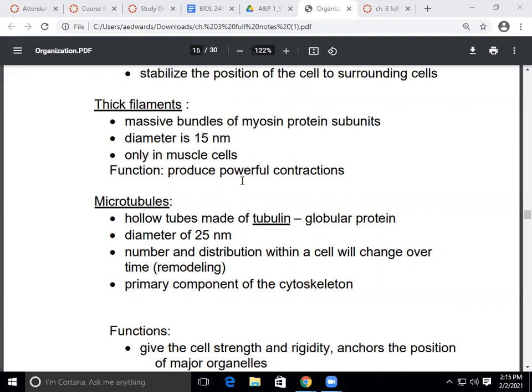All right, so the microtubules then are made up of tubulin, which is a globular protein. They're hollow. Their diameter is even larger, 25 nanometers. Based on how the cell is remodeling itself, you may have lots of microtubules or not so many. It's the primary component of your cytoskeleton. The microtubules, the larger component, are your cytoskeleton's primary component.